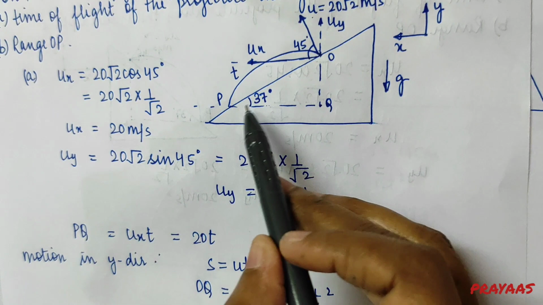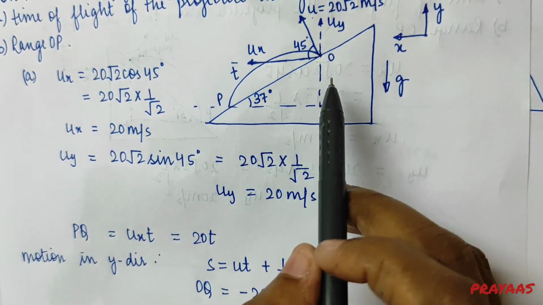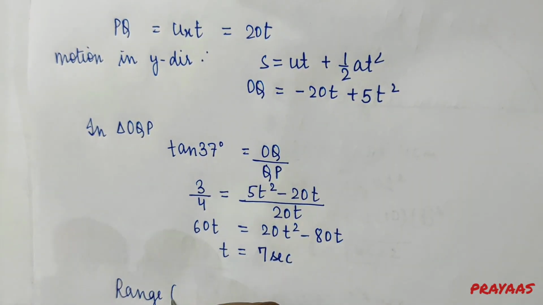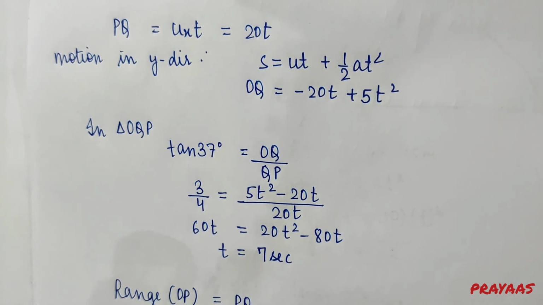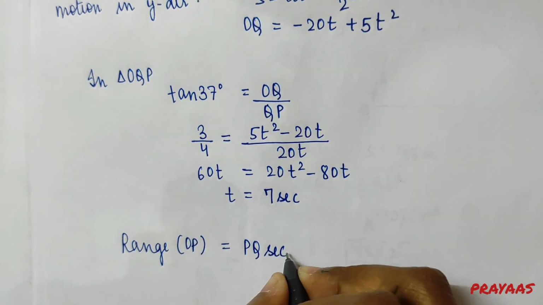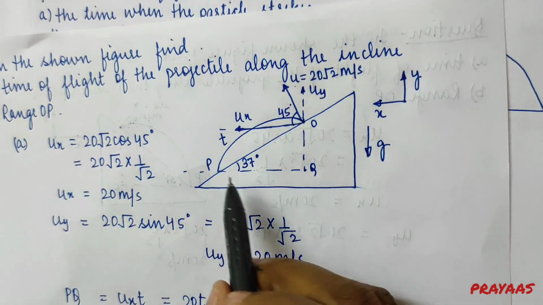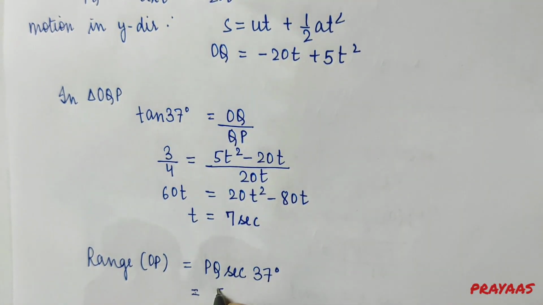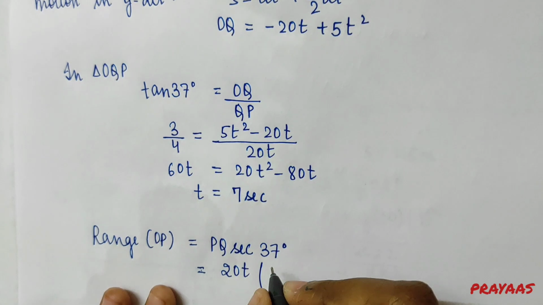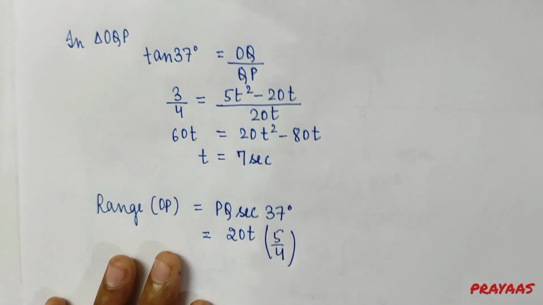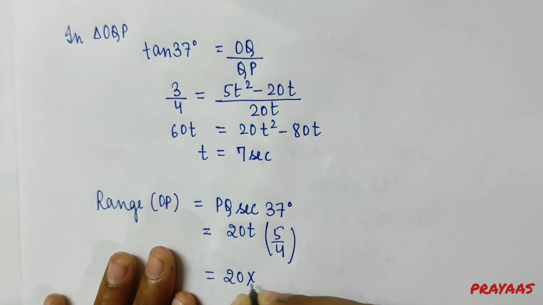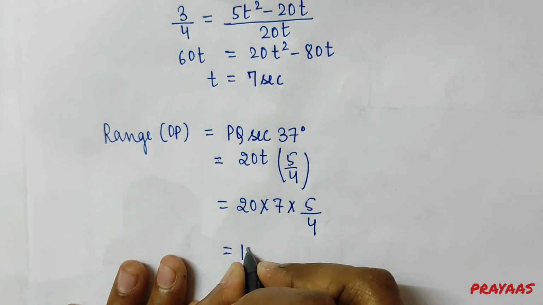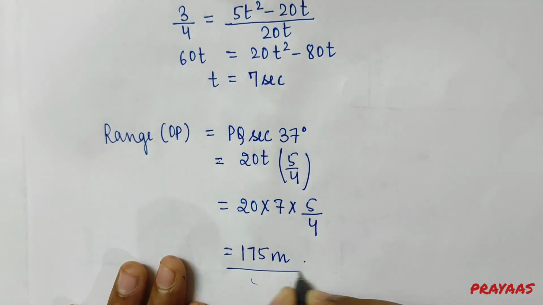For finding this range OP, I will first calculate PQ. So my range OP will be equal to PQ sec 37 degrees. PQ is 20t, sec 37 degrees is 5 by 4. Value of t is 7 seconds, so 20 into 7 into 5 by 4. This will come out to be 175 meters, which is the answer.